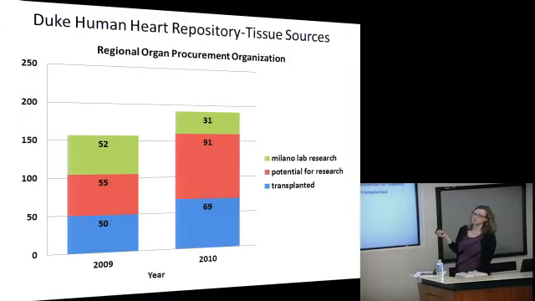We also have relationships with organ procurement organizations. These are numbers that were obtained from the Regional Organ Procurement Organization, Carolina Donor Services, from the years 2009 and 2010. And what's important to note is of all the hearts each year that are evaluated for heart transplantation, really only about a quarter to a third are transplanted. Many of the remaining hearts are available for research purposes. And in 2009 and 2010, we acquired over 80 of these human hearts for our research endeavors in the laboratory.